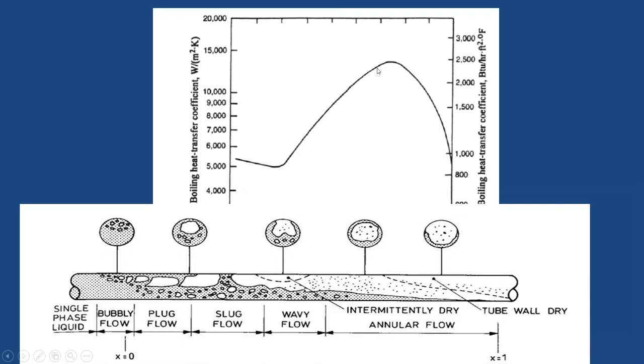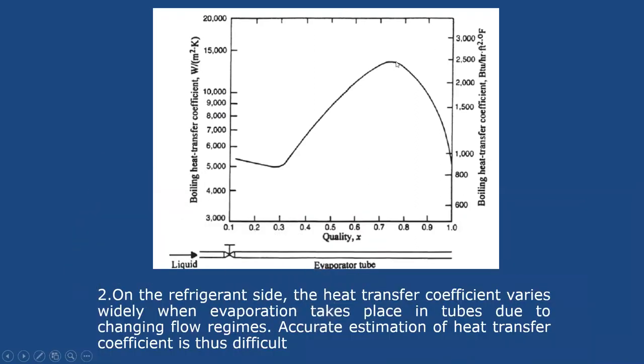There are some correlations available to calculate the inside heat transfer coefficient. But later on, it generally gives a maximum heat transfer coefficient at a dryness fraction of around 0.7 to 0.8. Obviously, we get more heat transfer rate if we maintain this dryness fraction of 0.7 to 0.8 throughout. If the dryness fraction is close to 0.7 to 0.8 over the maximum portion, then it gives the maximum rate of heat transfer. This way we can enhance the rate of heat transfer by controlling the flow rate as well.